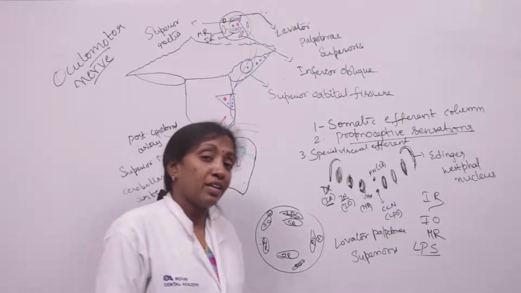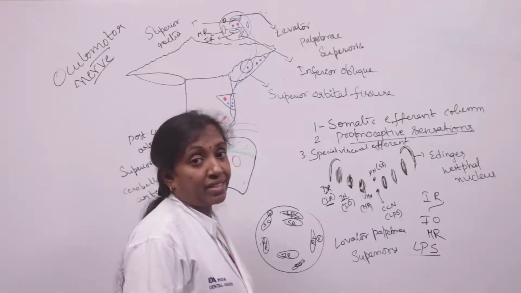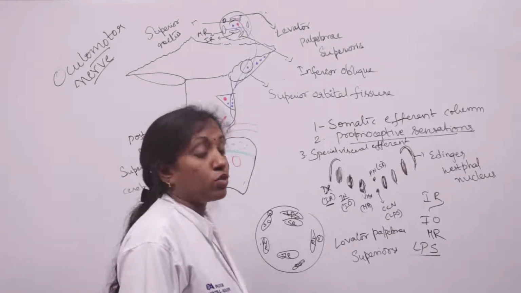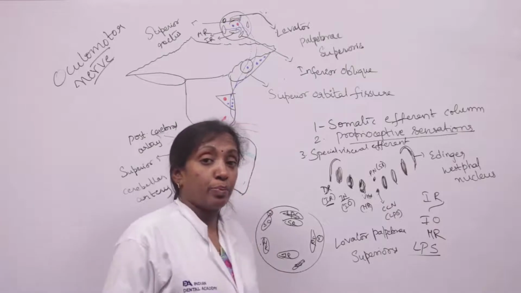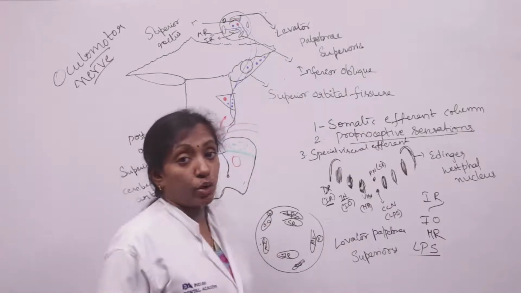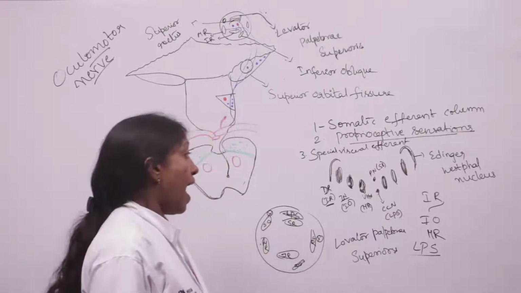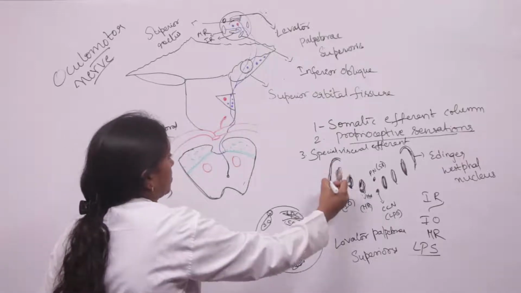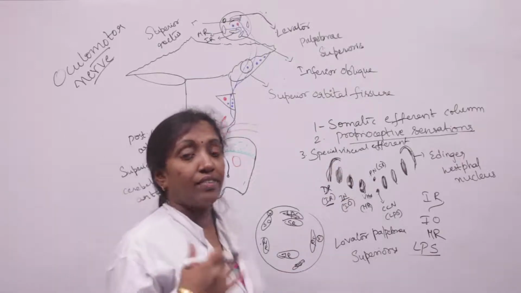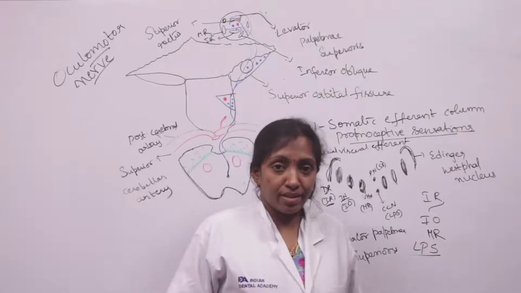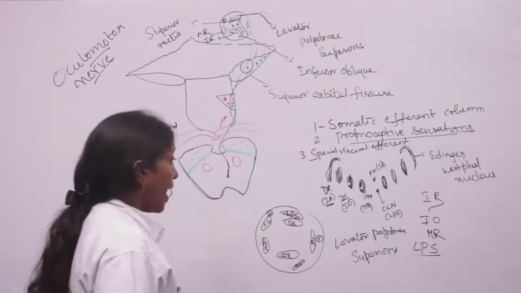Next one is the ventromedial nucleus, which supplies the medial rectus, and the next one is the caudal central nucleus, which supplies the levator palpebrae superioris. Also the medial nucleus, which supplies the superior rectus, and the Edinger-Westphal nucleus, which conveys preganglionic parasympathetic fibers.